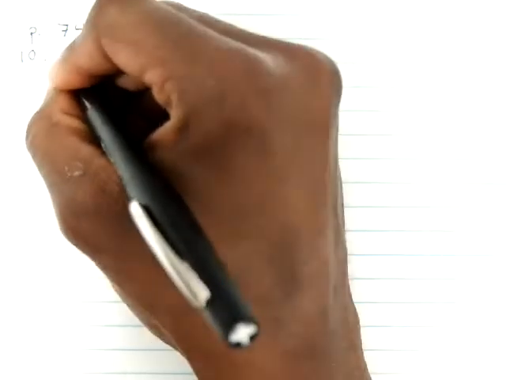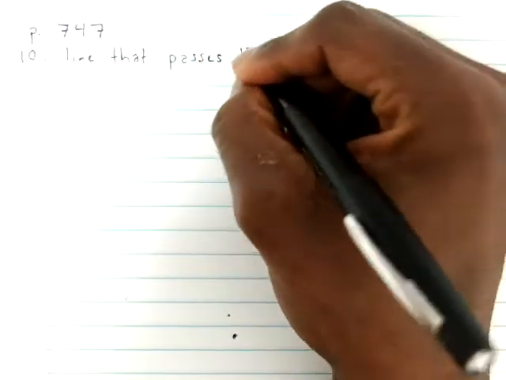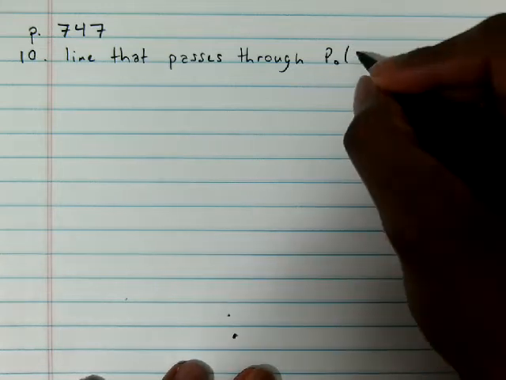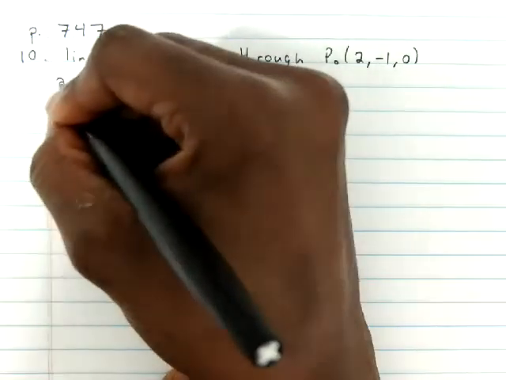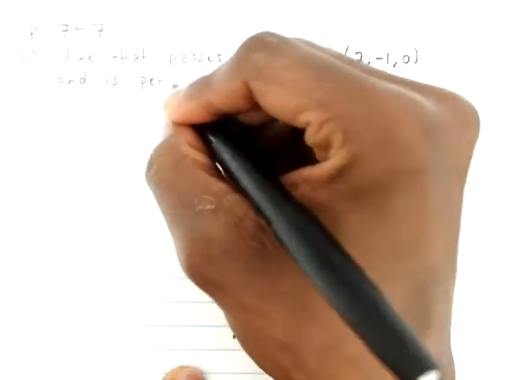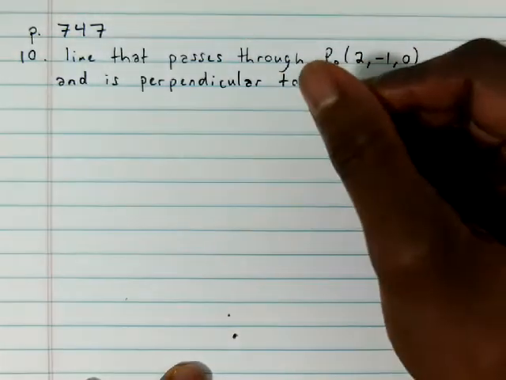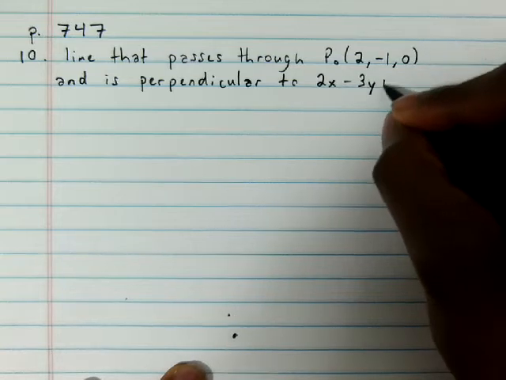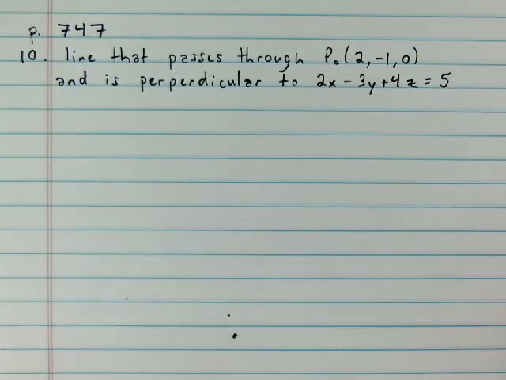Parametric equation for the line that passes through the point 2, -1, 0 and is perpendicular to the plane 2x minus 3y plus 4z equals 5. All right, so now let's do some visualization.